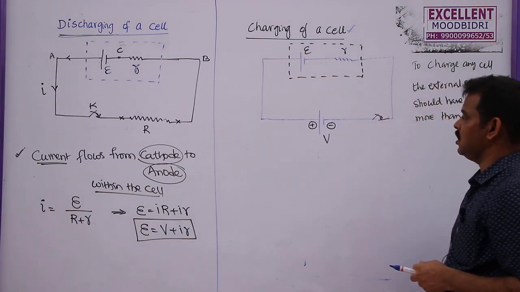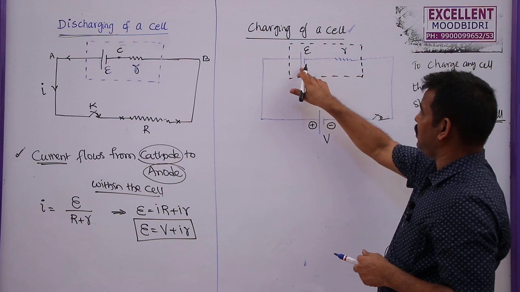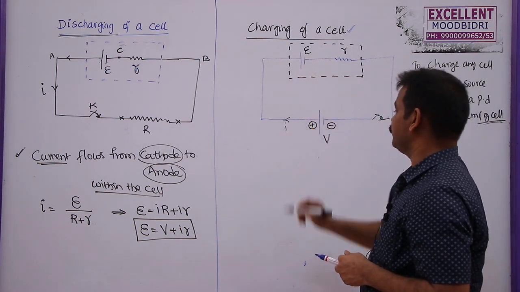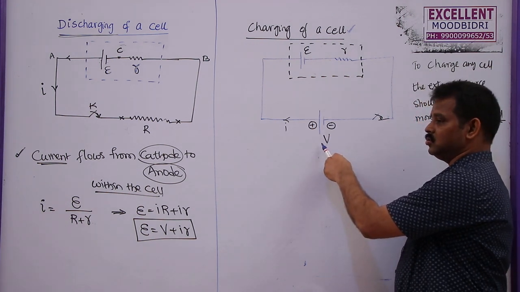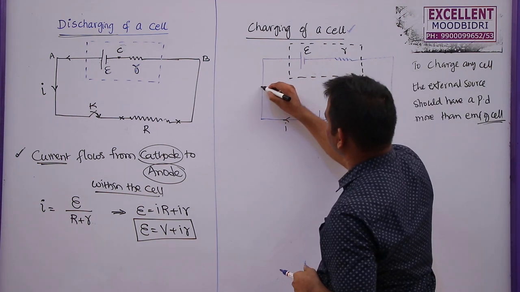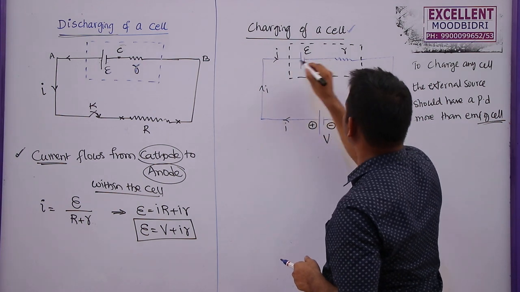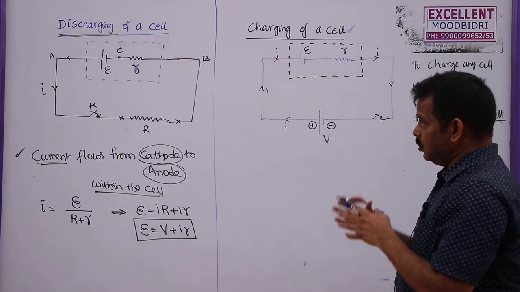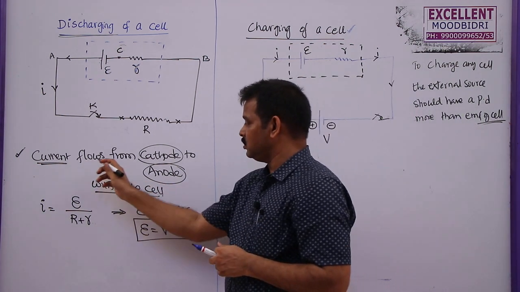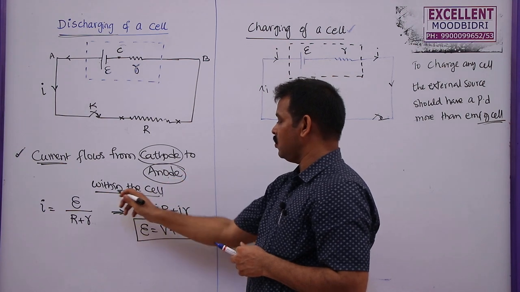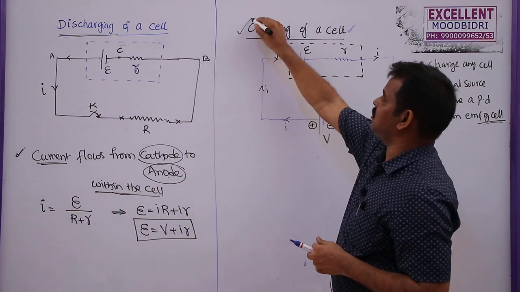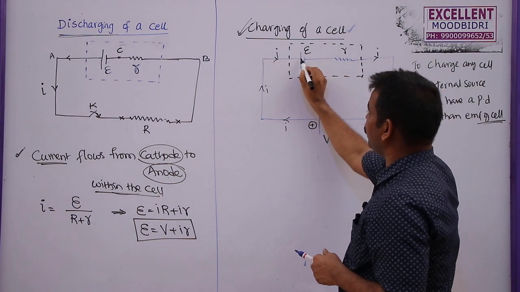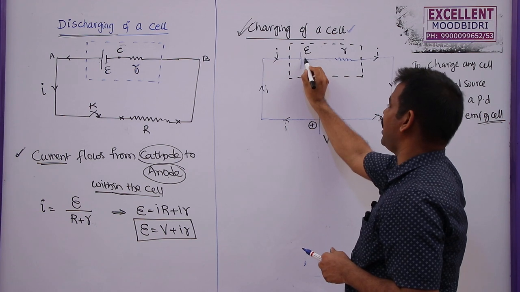If you close the key, now this battery or the cell will be charged by the current given by this external source. So now the current will flow like this: here it enters, it leaves in this circuit, and it will continue in this one. During discharging, current is flowing from cathode to anode within the cell. But when we are charging the same cell, current is entering from anode to cathode.